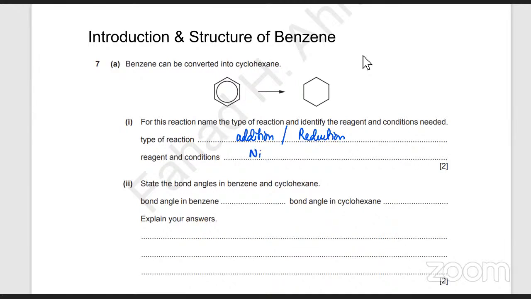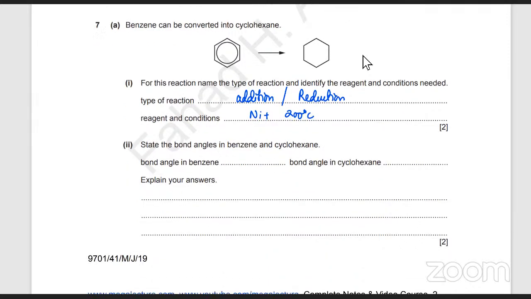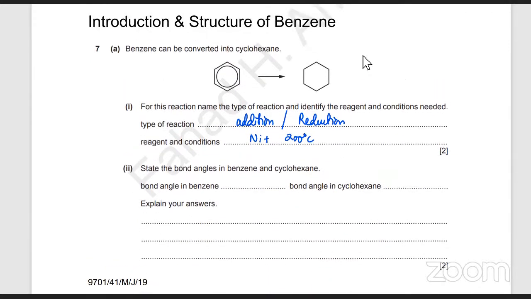Reagents are nickel plus catalyst. That's 200 degrees centigrade is the temperature. So that's the condition. The reagent is basically hydrogen. We didn't write that. Those are your conditions. The reagent is hydrogen. Next part is, what's the bond angle in benzene and bond angle in cyclohexane? And you have to explain your answer.